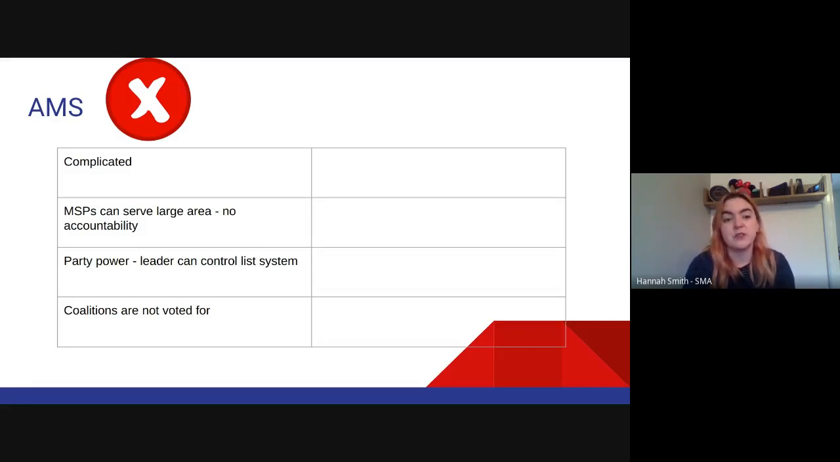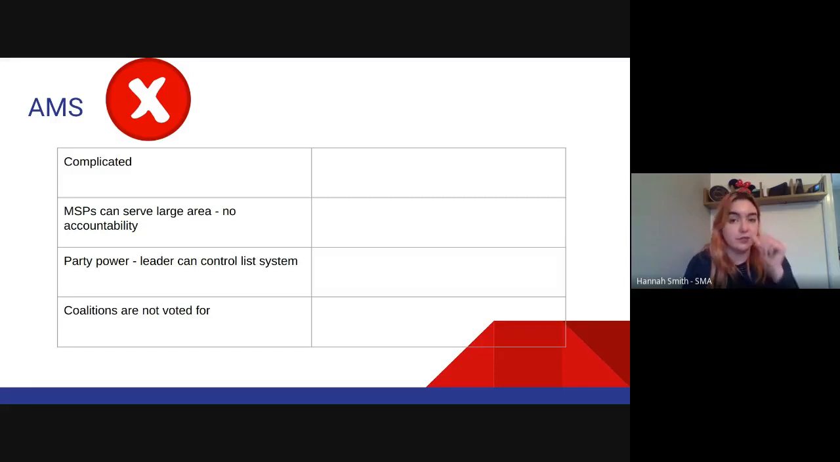Another difficulty, however, is MSPs can serve a large area. There's no accountability. If you look at the size of the northeast of Scotland, the needs of an individual who lives in the very heart of Aberdeen city, a busy urban city, lots going on, lots of transport, lots of different jobs, compared to a farmer who's living out in the middle of nowhere in rural Aberdeenshire, they have very different needs. One law could affect those 2 groups very differently. So how do MSPs vote? How do they get held to account by the people they represent?